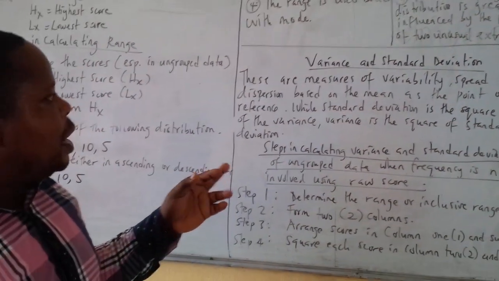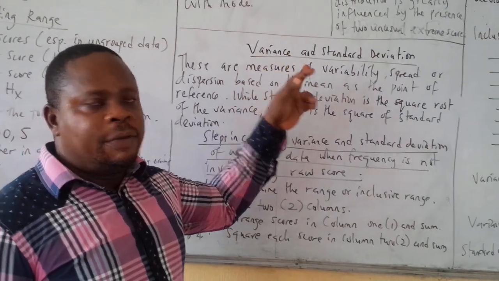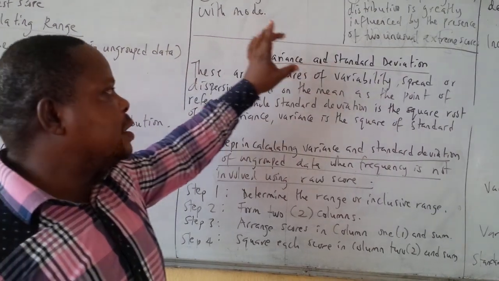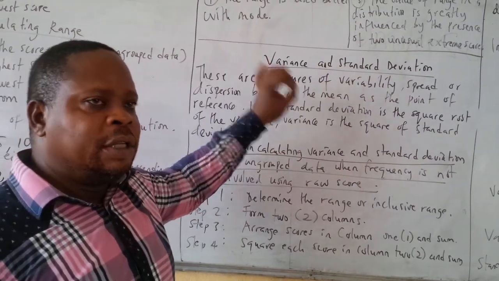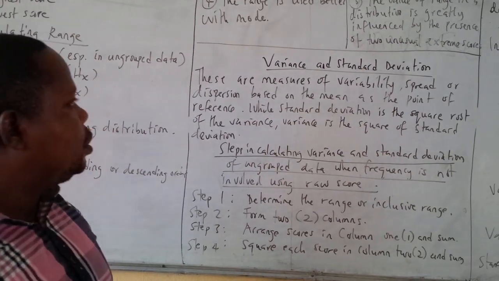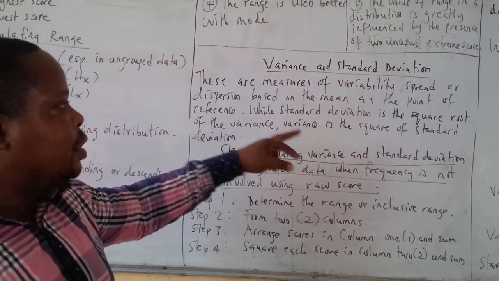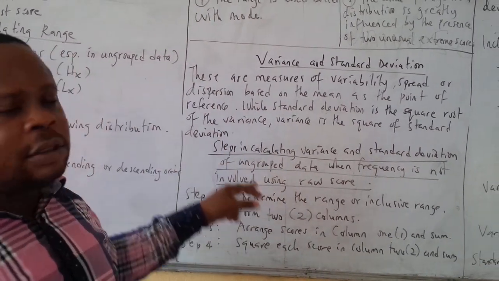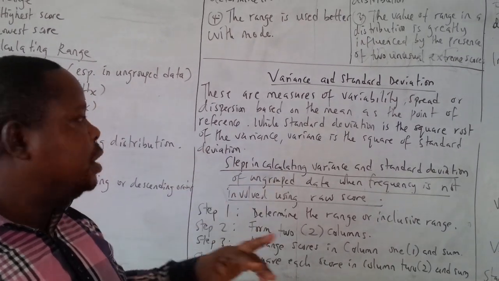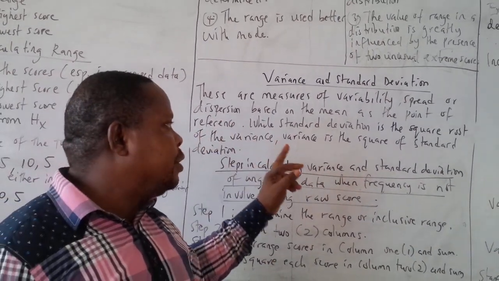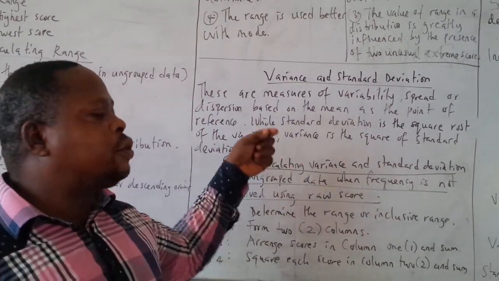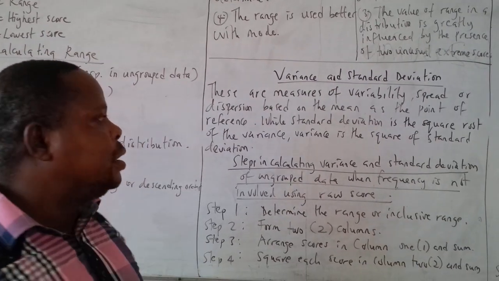Another measure of variability is the variance. Variance and standard deviation are both based on the mean. They use the mean as a reference point. Standard deviation is the square root of the variance, while variance is the square of standard deviation. Let me say it again. Standard deviation is the square root of the variance, while variance is the square of standard deviation.